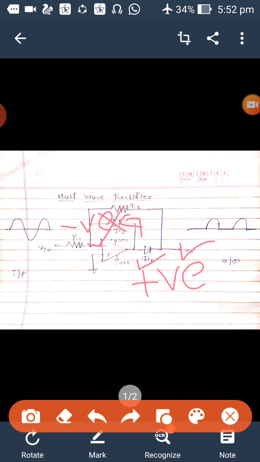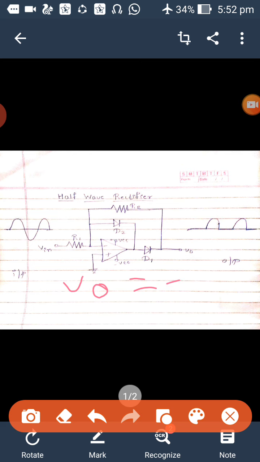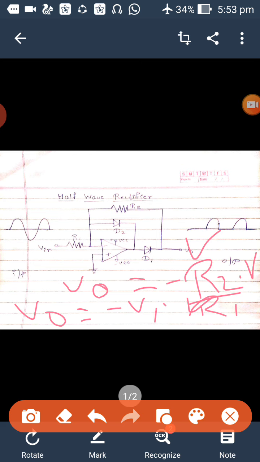Again, you can cross verify this by using your formula for the inverting operational amplifier. What is it? The output voltage Vout is equal to minus R2 divided by R1 into Vin. If I consider that R2 is equal to R1, what happens? Vout is equal to minus Vin. That's it.